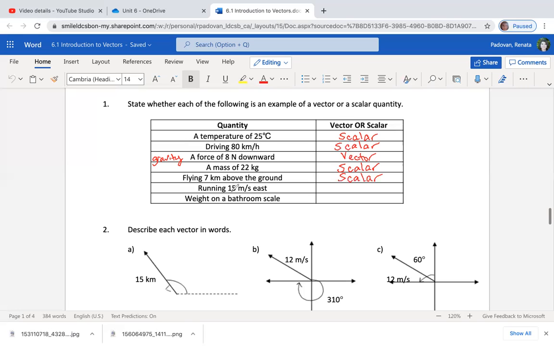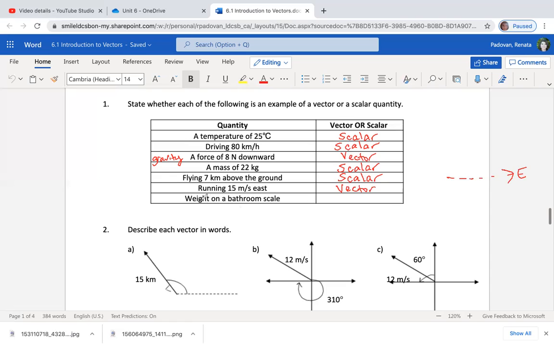If I'm running 15 meters per second east, is east a direction? If it's exactly true east, you're going exactly in this direction, right? And you're running at 15 meters per second is your magnitude or length, then I'm given both. That's totally fine. That would be a vector.